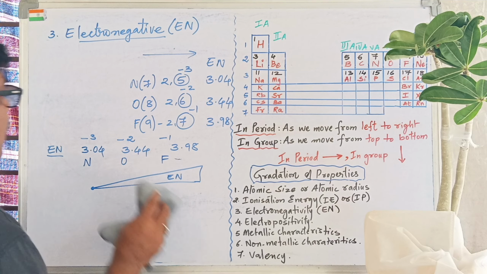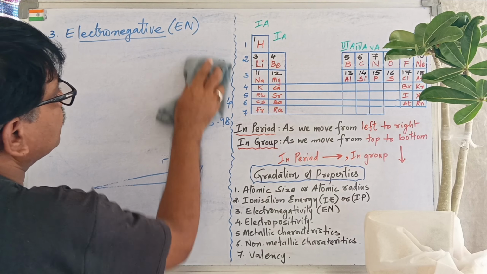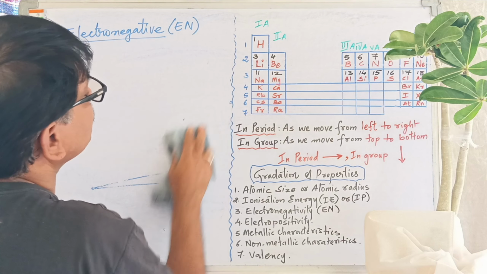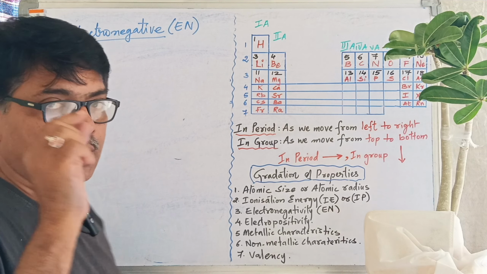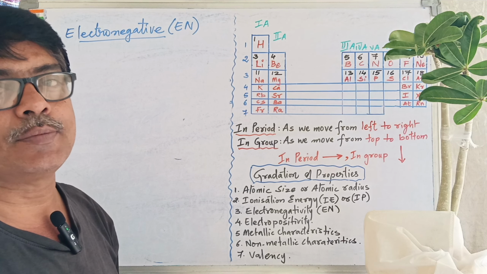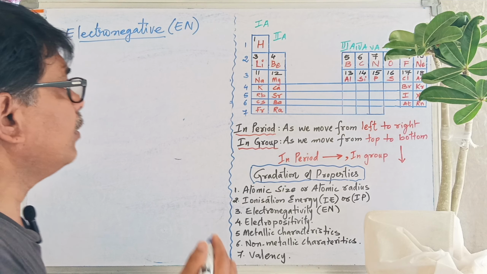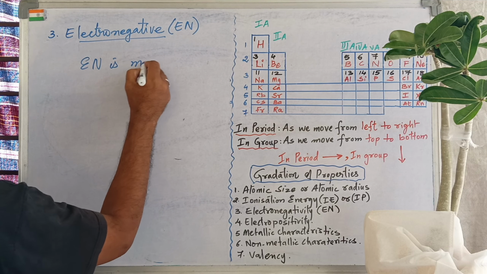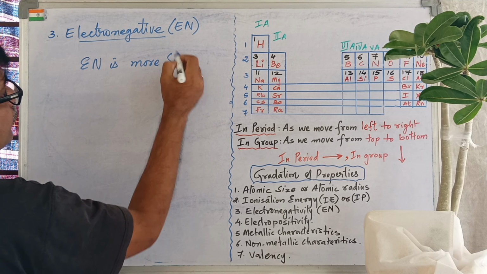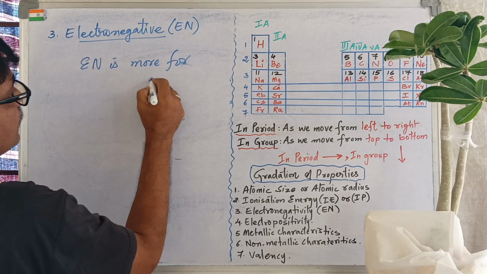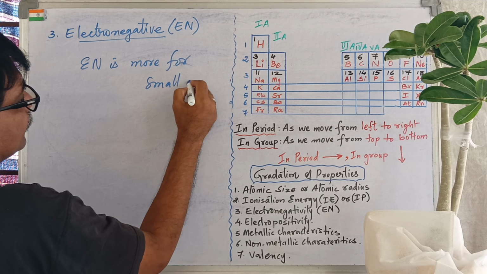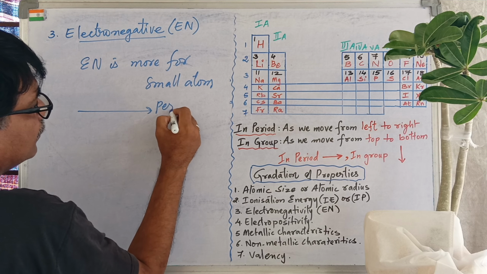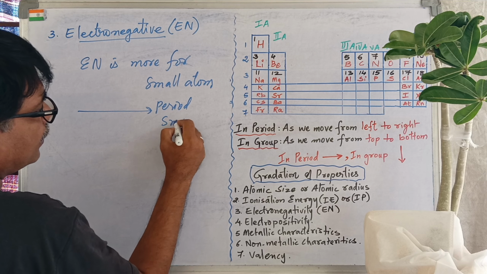I'll give you one more idea so that it will be much easier for you to remember this property. Electronegativity is more for small atoms. Remember, electronegativity is more for small atoms. What do I mean? Where do you find small atoms? In the period. Yes, small atoms you will find in the period only.